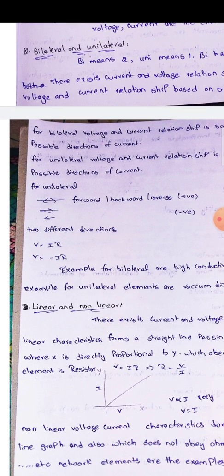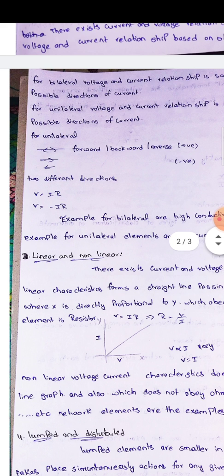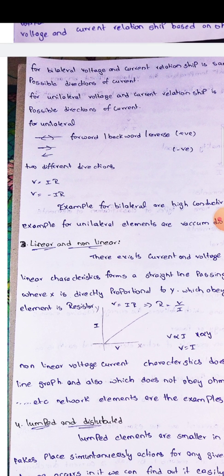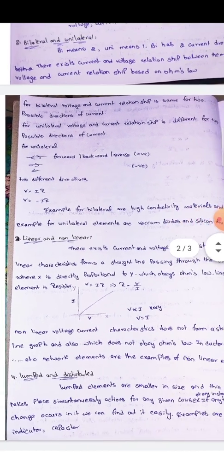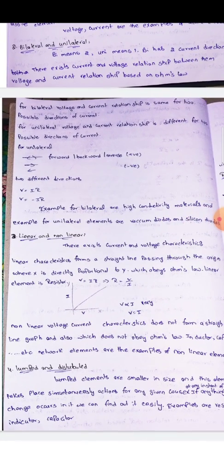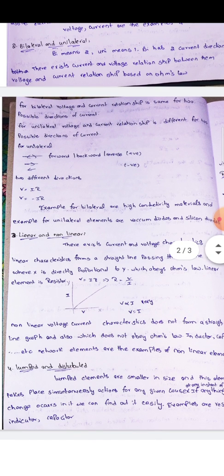When we have both directions, we represent it with the positive sign, and if we have only a single direction, we represent it with the negative sign. Here V equals IR for two directions, and V equals minus IR for single direction. An example of bilateral elements is high conductivity materials, and examples of unilateral elements are vacuum diodes and silicon diodes.